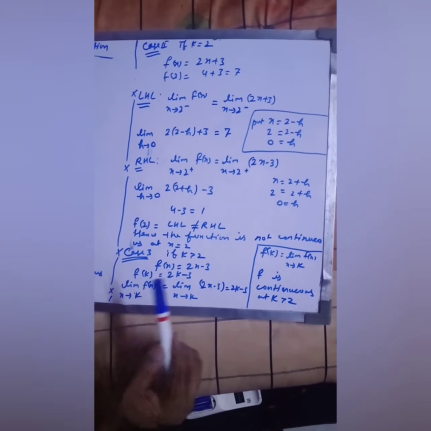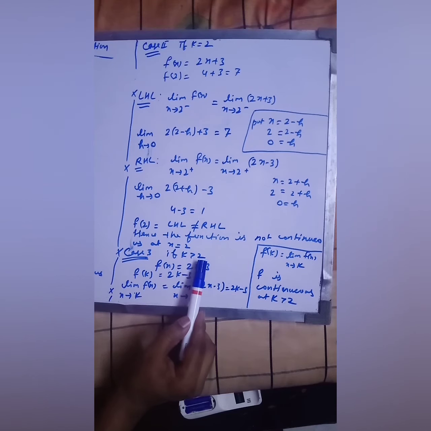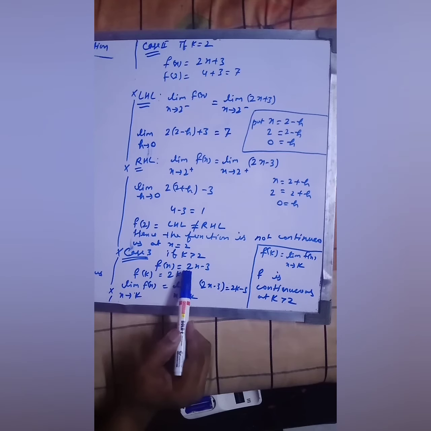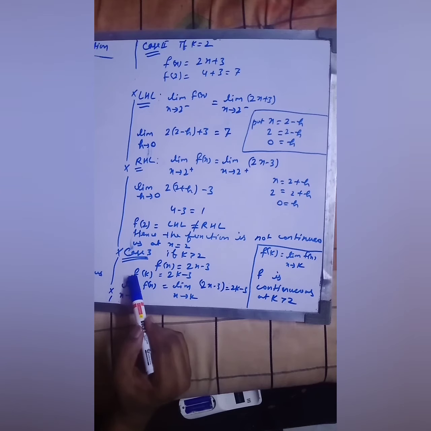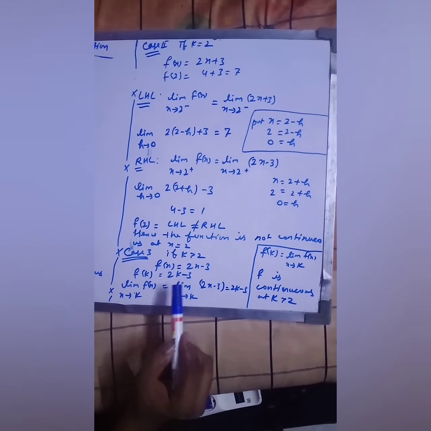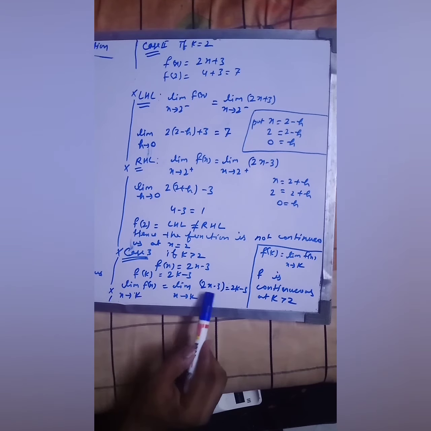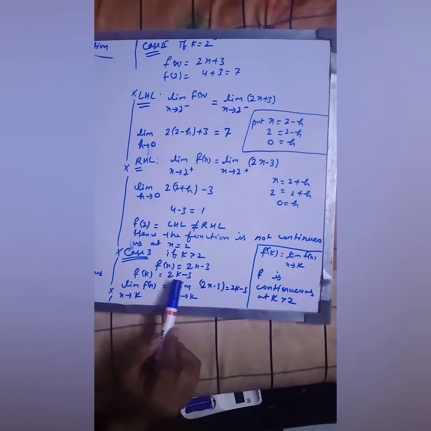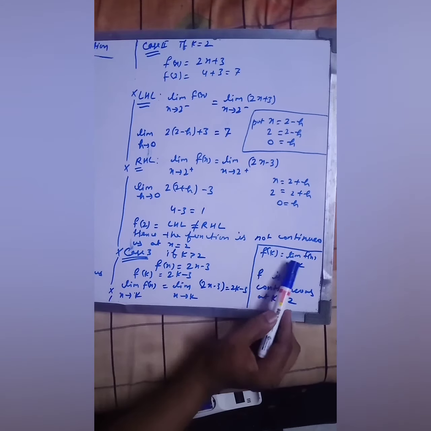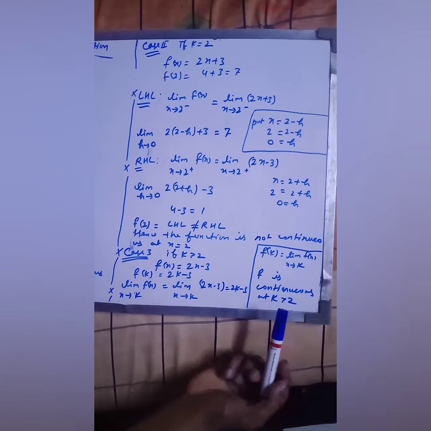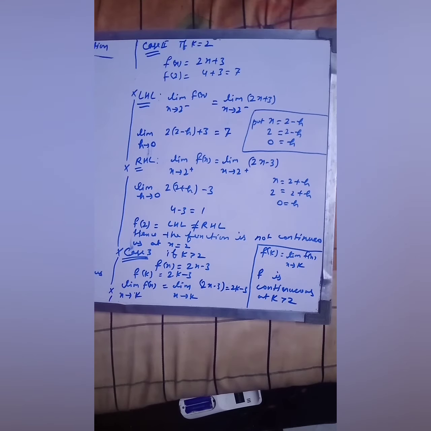Got it? Case 3. If your k is more than 2, then your f(x) will be this. You can take this value from the question, and in case 3 you have to put x equals to k here, so you will get 2k minus 3. Then limit x approaches k of the function f(x). In place of f(x) you have to put the value and take the limit, that would be 2k minus 3. So here you can see that these two are coming equal, hence the function is continuous at k more than 2. Fine. So the function is not continuous at k equals to 2 only.